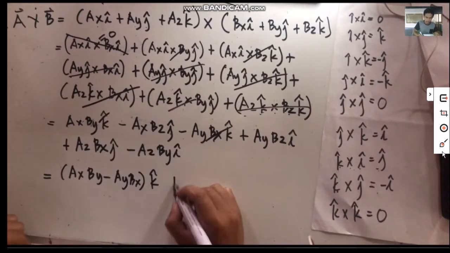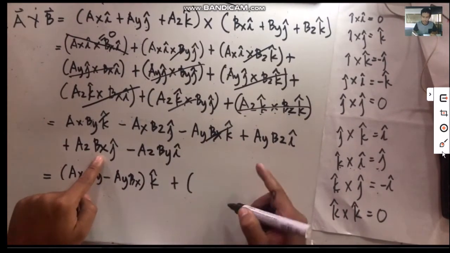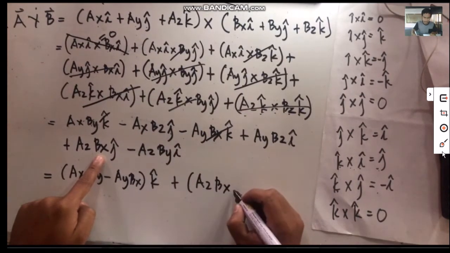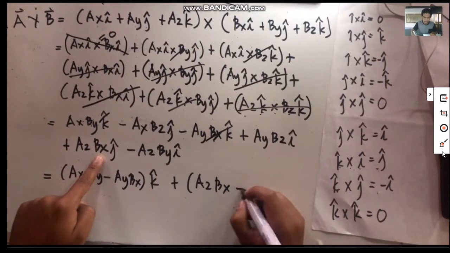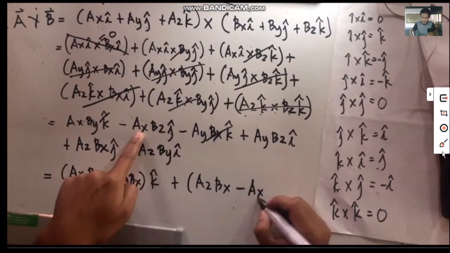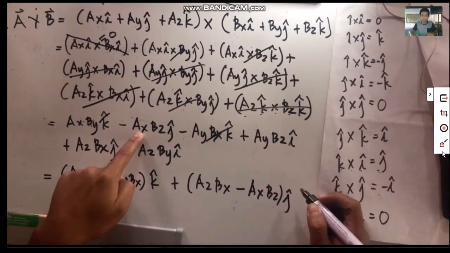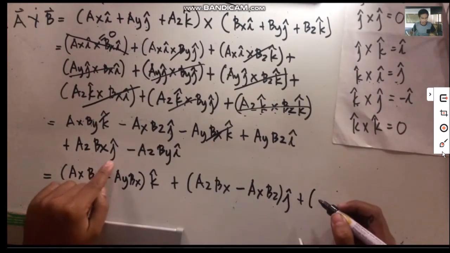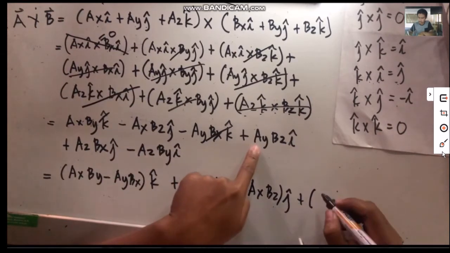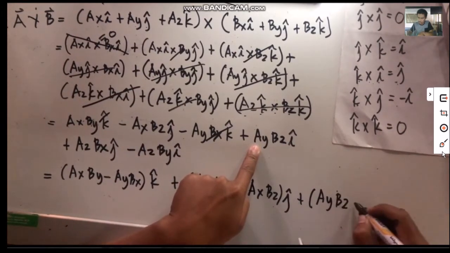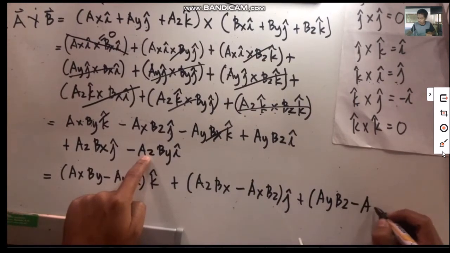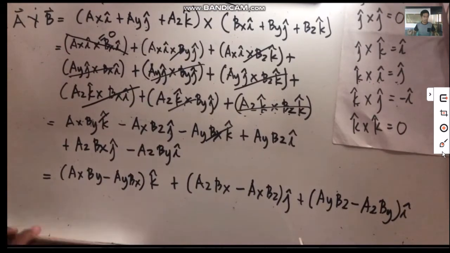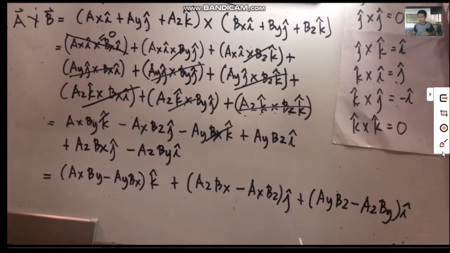Right. Then plus for j hat, that's az bx minus ax bz j hat, right? Then plus for i hat, we have ay bz minus az by i hat. So we will arrange this by x, y, z components.